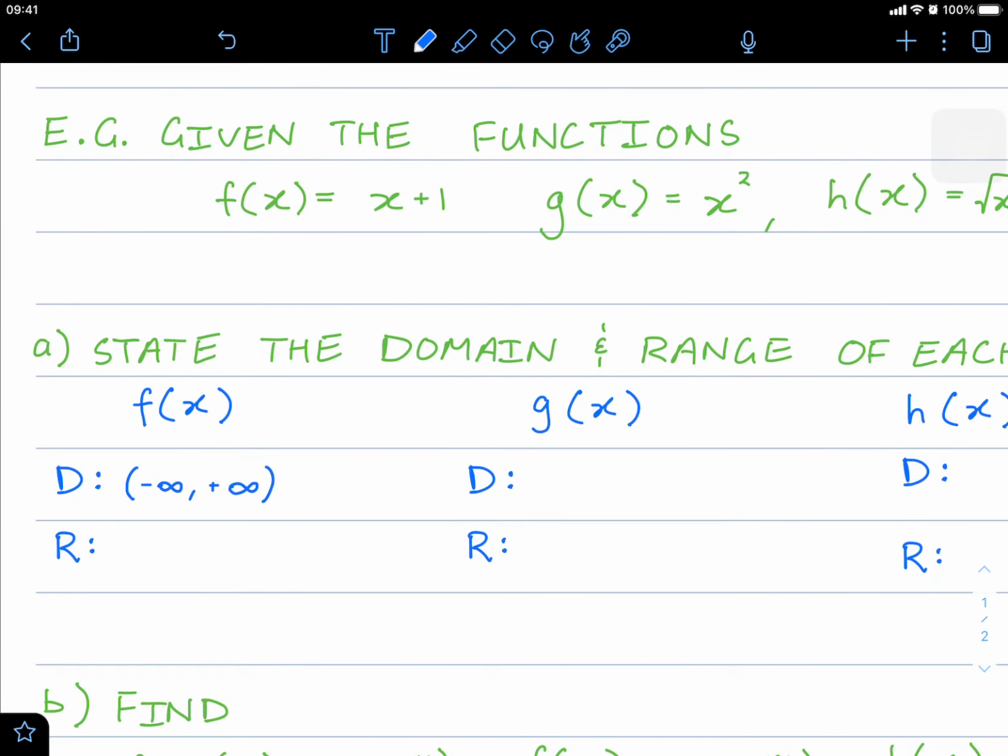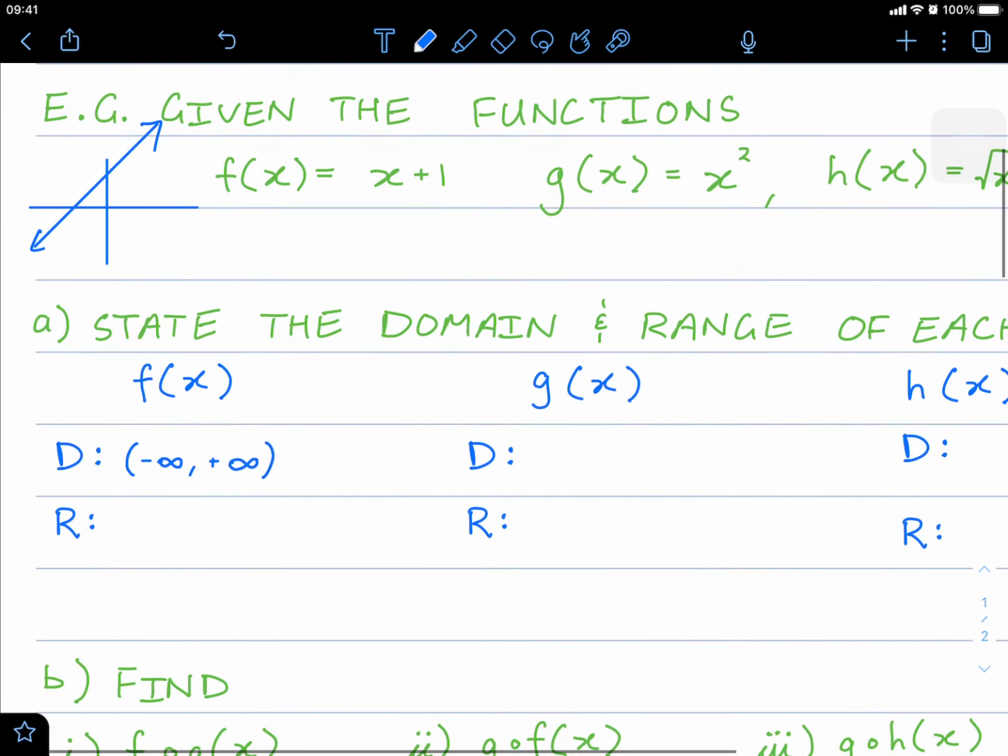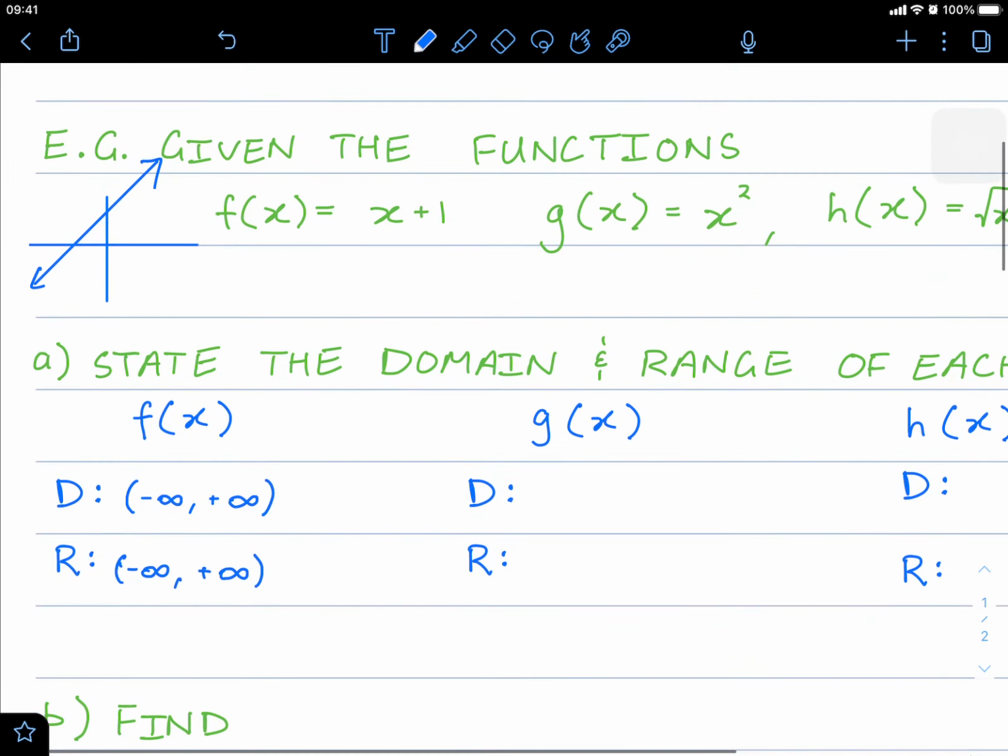There doesn't seem to be any restriction. So if we were to draw this linear function, it would just be a line like so. So it goes off to positive and negative infinity. So from negative infinity to positive infinity. So that's for the f.